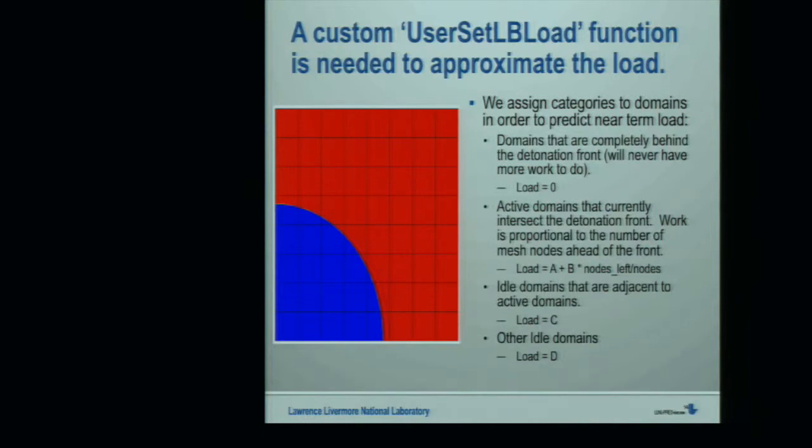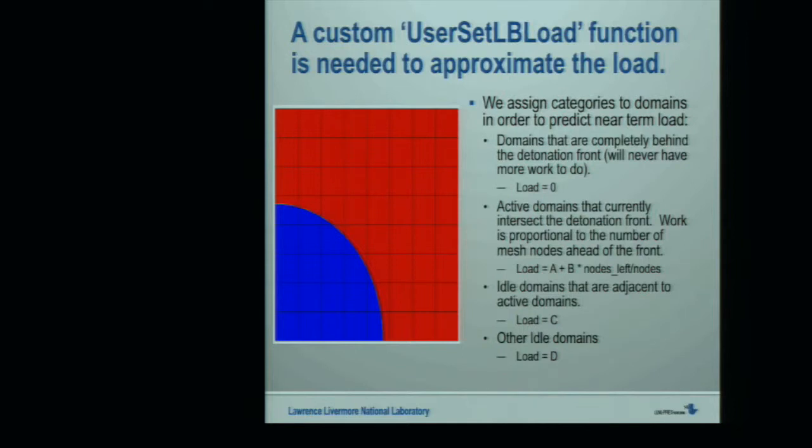But imagine you have the detonation point here in this corner. This is just a picture at one point in time where the detonation front is here. What I'm going to say is we're going to divide the domains into categories. The ones that are completely burnt through are going to be idle and never worked on again, so you give them a certain load number, like 0, something very low. Active domains, the ones that intersect with the detonation front, get another value based on how many nodes they have left to do.